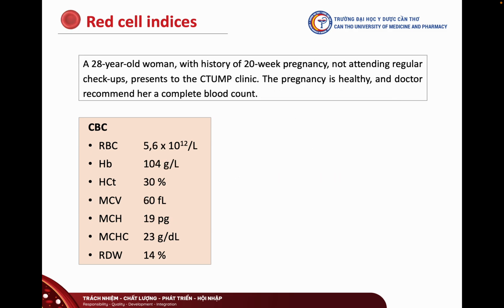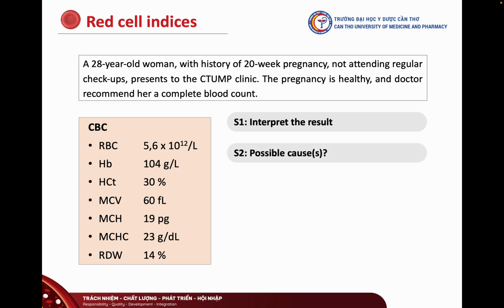Okay, now let's move to the next case. We have a 28-year-old woman, currently 20 weeks pregnant, who hasn't been attending regular checkups. The pregnancy appears healthy, and the doctor recommends a routine complete blood count. Now let's look at the CBC result. Analyzing the result reveals that this is again a case of microcytic and hypochromic anemia. And we already know we will think about three common causes: IDA, thalassemia, as well as chronic inflammation. Let's think about this patient.